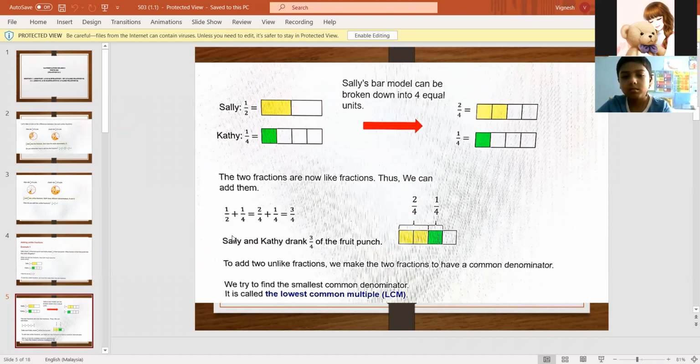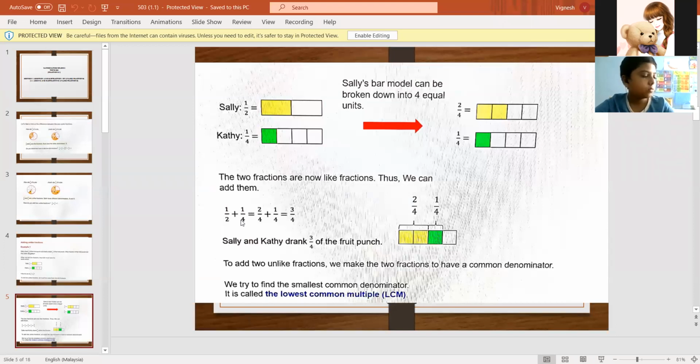I've been asking. Teacher asked, when you want to make unlike fractions into like fractions, correct or not? That means you have to make the two fractions have a common denominator, the same denominator. So we have to find the smallest common denominator. We call it LCM, lowest common multiple. Means for here, yes Adish, it's 2. Which one is the smallest common denominator, 2 or 4? 2.